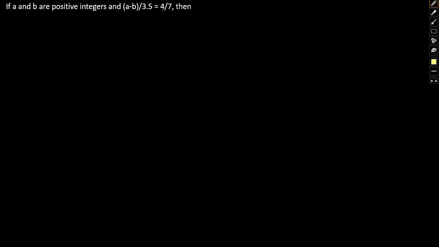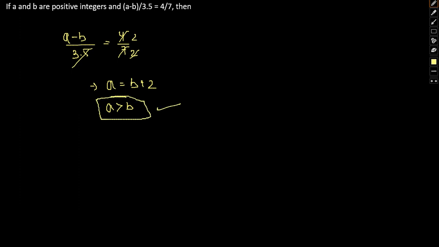So here we have a minus b by 3.5 is equal to 4 by 7. So if we cancel this out, this is 2, 2. Okay, so therefore a is equal to b plus 2. So therefore a is greater than b. This is a conclusion that we can derive from the same. This is a general inequality based question. So it was also a fairly easy one. So let's take a look at the next question.